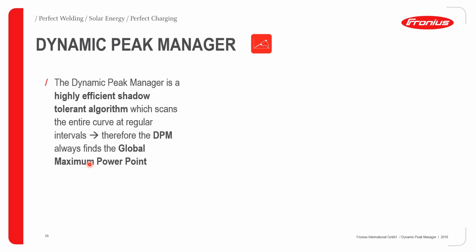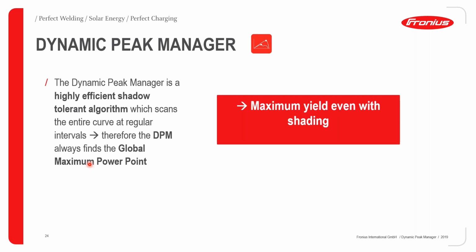In a nutshell, this is a new algorithm for maximum power point tracking that dynamically adapts its behavior when searching for the optimal operating point. And the optimal operating point is what we call the global maximum power point. By using the FRONIUS dynamic peak manager, you can be guaranteed maximum yield even with low shading.